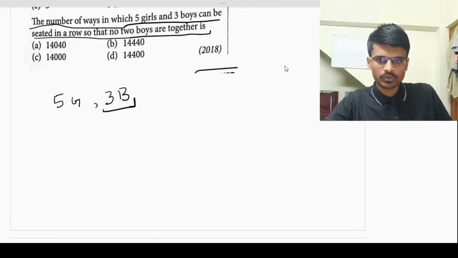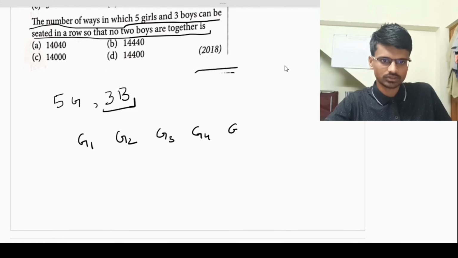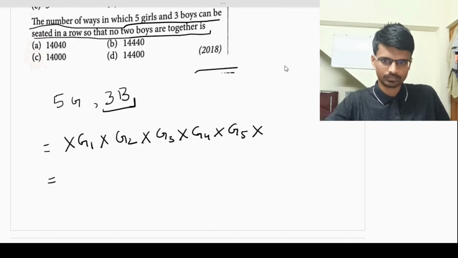So girls, how many we have? We have 5 girls. Let's name them G1, G2, G3, G4, and G5. In between them, we have to place the boys because the condition is the boys cannot sit together. So let them be blank. I am denoting the blank spots with X mark. Can anyone tell me how many blank spots I'll get? I'll get 6 blank spots.